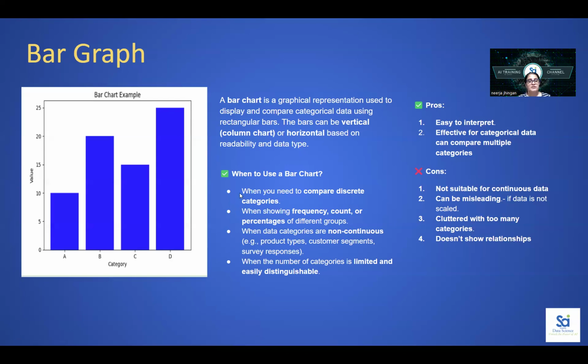Okay. And when to use a bar chart? When you need to compare discrete categories. Discrete means the data is in groups or categories. And when you want to show, as I have given you the very good example, how many products are sold, product A, how many, what is the frequency of sales. So you can draw this graph. If you want to show the count or percentage of different groups, right? And when data categories are non-continuous, then you can also use it, like product types, customer segments, and survey responses as well. And when the number of categories is limited and easily distinguishable.